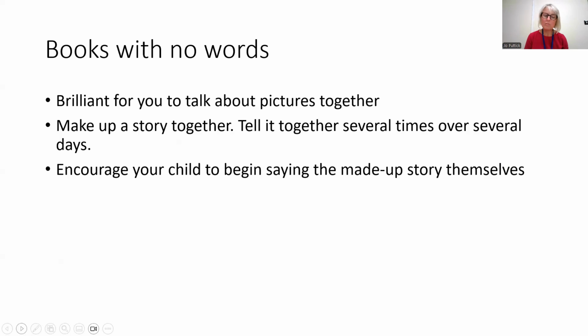Bit by bit, you might want to encourage your child to say the made-up story themselves, to turn the pages when it's the right time to turn the pages in the telling of the story.